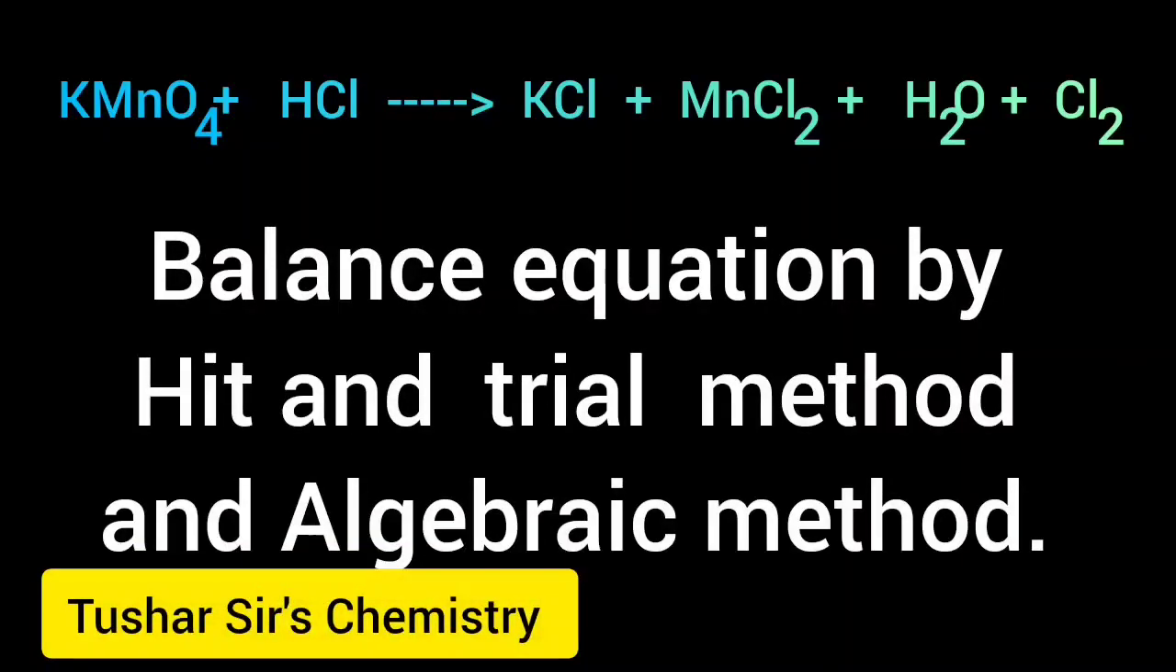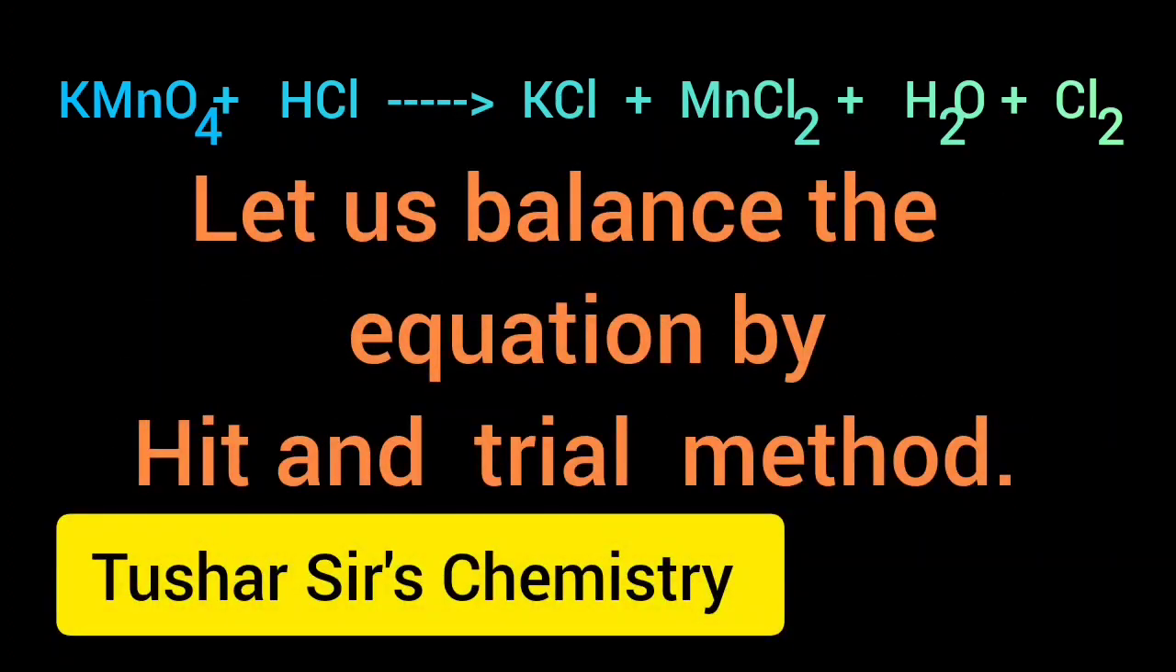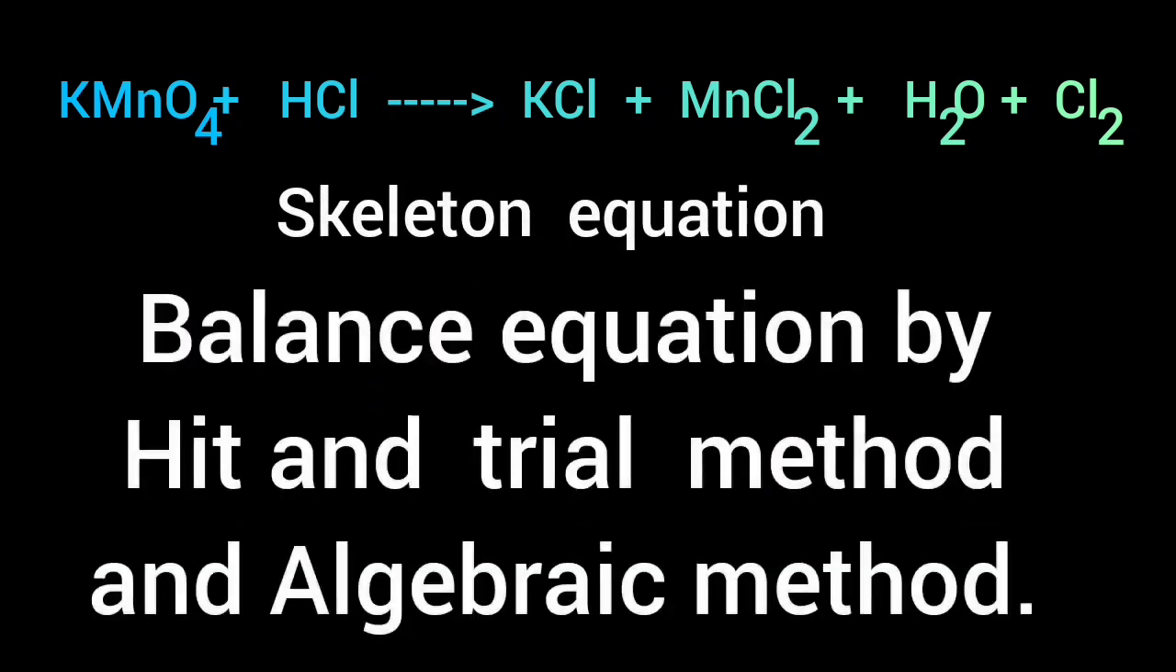Let us balance the skeleton equation given on the screen by the hit and trial method. On the left hand side, there are KMnO4 and HCl. On the right hand side, there are KCl, MnCl2, water and chlorine. This is the skeleton equation.